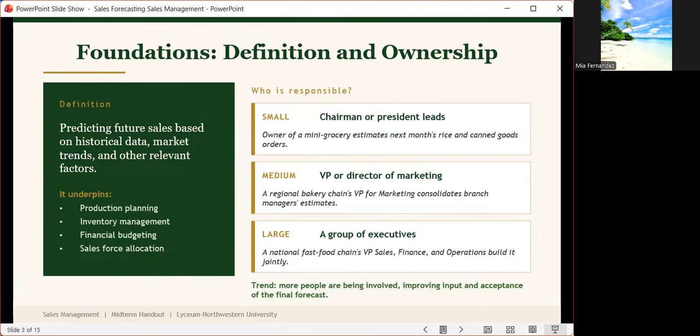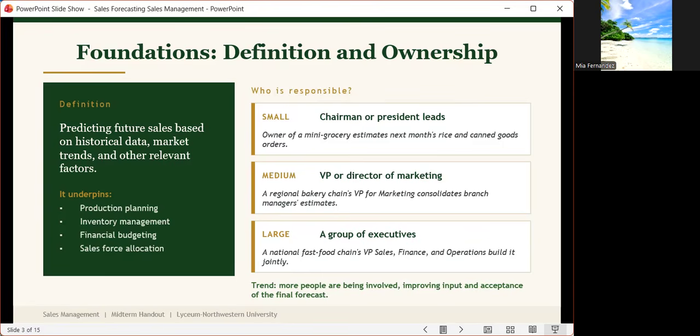Now, as you can see, on the left is the formal definition. It's predicting future sales based on historical data, market trends, and other relevant factors. It underpins production planning, inventory management, financial budgeting, and sales force allocation. So in these areas, you can use forecasting. On the right is a question students often skip. So who actually does the forecasting?